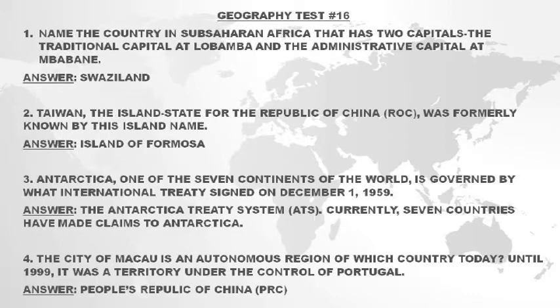Question 3. Antarctica, one of the 7 continents of the world, is governed by what international treaty signed on December 1st, 1959? The answer is the Antarctic Treaty System, abbreviated ATS. Currently, there's no one single country that has ownership of Antarctica, but there are 7 countries that have laid claim to Antarctica, and they include Argentina, Australia, Chile, France, New Zealand, Norway, and the United Kingdom.